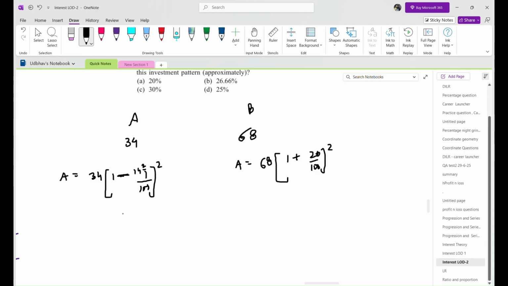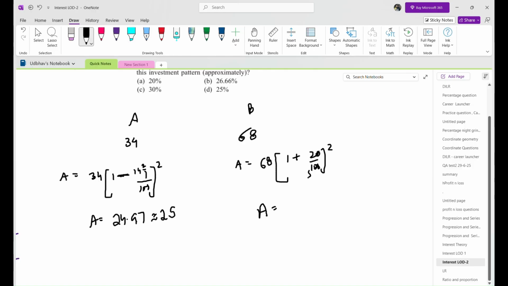So when we solve this, what will we get? 34 bracket 1 minus, what is 14 2 by 7? That is 100 upon 7. 100 upon 7 upon 100 is 1 upon 7. So 1 minus 1 upon 7 whole square. That comes out to be 24.97, or we can assume it 25. So it reduced from 34 to 25.